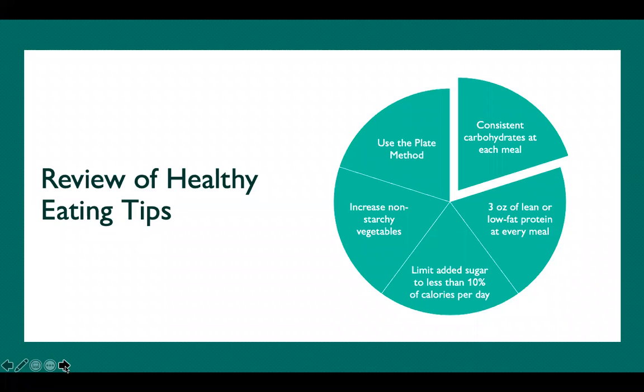So this is a conclusion of the presentation. Some overall tips that I want you guys to carry with you is how to follow a carb consistent diet, not skipping meals, so balancing your meals of protein, fat, and carbs, limiting your added sugar, sodium, and saturated fat to less than 10%, and then increasing non-starchy vegetables at every meal, and then using the plate method for diabetes. So that was the second diagram.